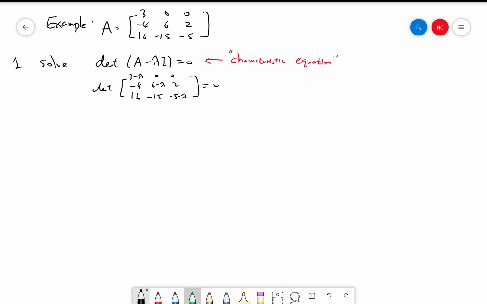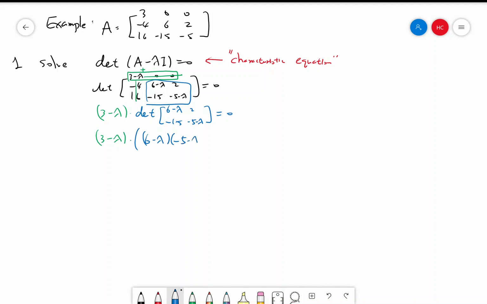equal to 0. The first row looks really nice, 2 zeros and just one non-zero term. This is equal to 3 minus lambda times the determinant of the bottom right block, equal to 0. So we get 3 minus lambda times 6 minus lambda times negative 5 minus lambda minus 2 times negative 15 equal to 0. So 3 minus lambda times negative 30 plus 5 lambda minus 6 lambda plus lambda squared plus 30 equal to 0.